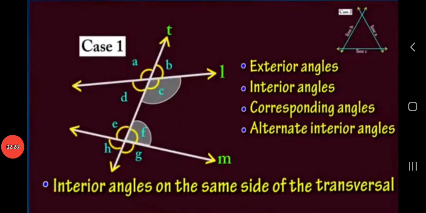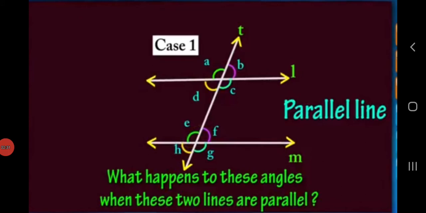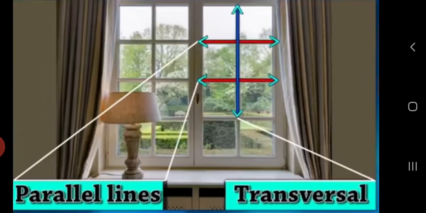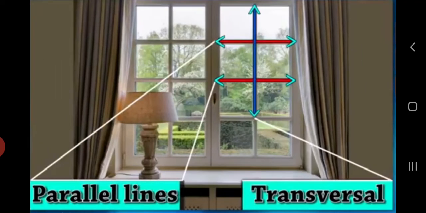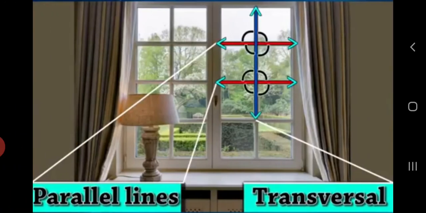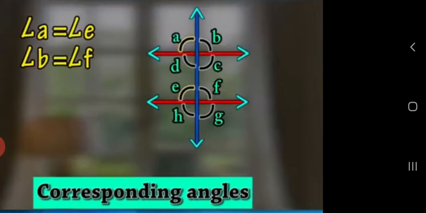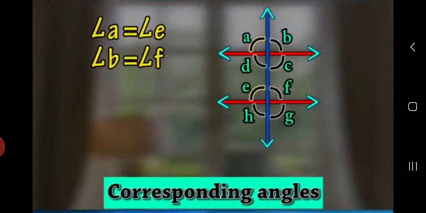Now students, think what happens to these angles when these two lines are parallel. See the picture, the window. Here the two red lines are parallel and the blue line is the transversal. Let's learn about these angles. Two straight lines are said to be parallel if they don't meet anywhere, no matter how long they are produced in any direction.